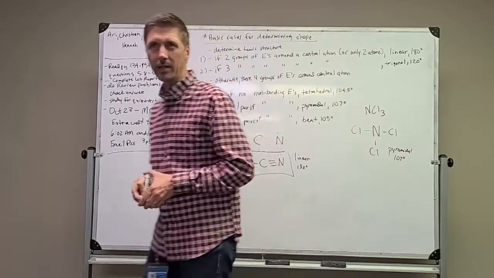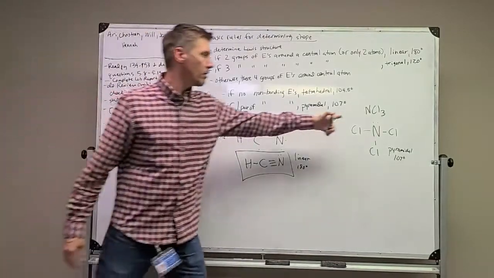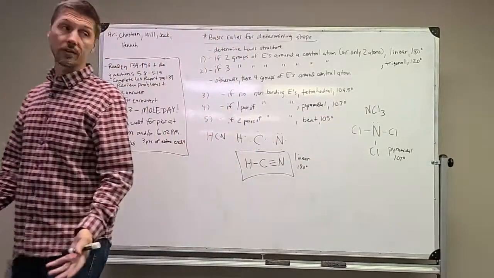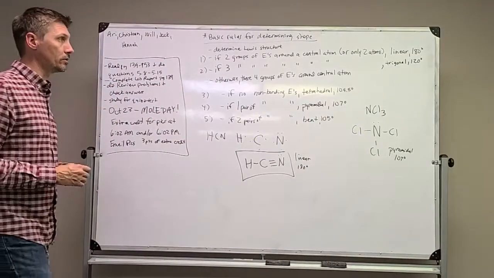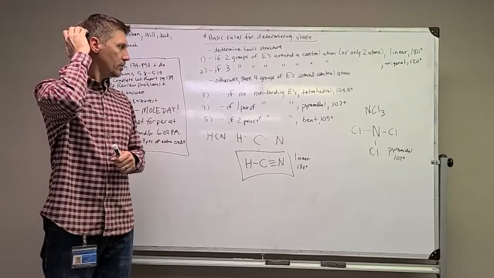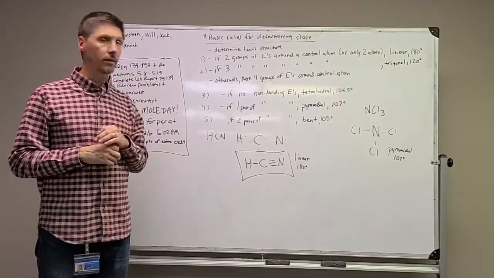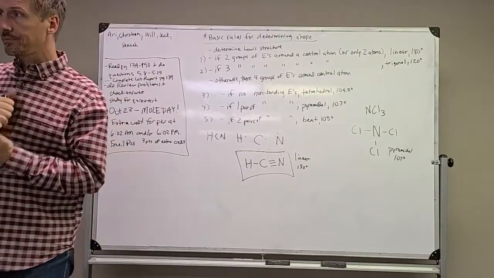Does that make sense to everybody? Do you guys see how that works? So you're going to have to put those non-bonding pairs on there to be able to tell the difference between pyramidal and trigonal, right? So that you can see clearly that there's four groups of electrons around it, but one is a non-bonding pair. Okay?